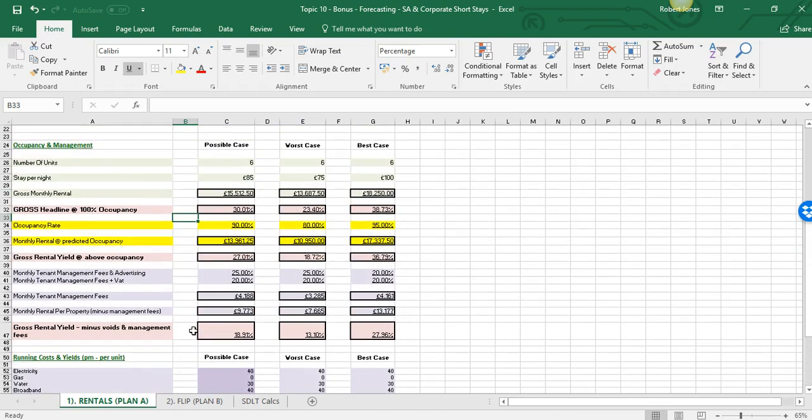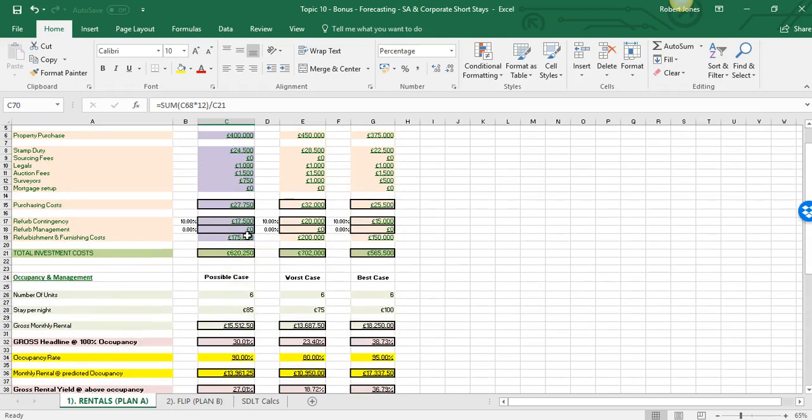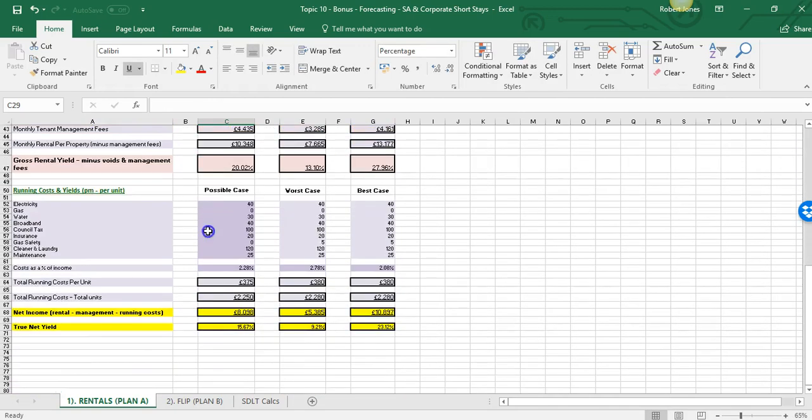Now these figures can really start to change the dynamic. As with the HMO forecasting, as you start to change some of the calculations, you can see really this net yield be impacted quite radically. So if we were to change the rental income, let's say, and we achieve £90 per night instead of £85 per night, we have a small bump here in the true net yield. Not insignificant, it's a very good increase, about 1% plus.